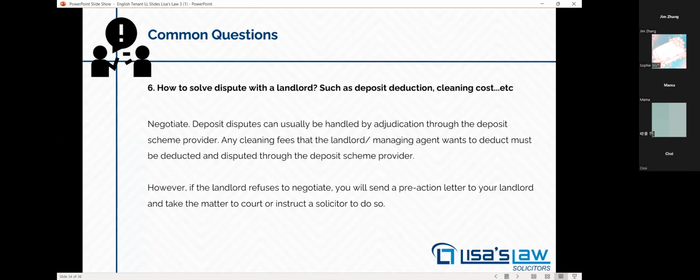So if the landlord really refuses to negotiate, then yes, you will have to issue a pre-action letter. This sort of pre-action letter is quite simple. You can find templates online. All you have to say is, where's my deposit, this amount, please return it within 14 days of this letter. That itself serves as a pre-action letter. And after that, you can take the matter to court or instruct a solicitor.